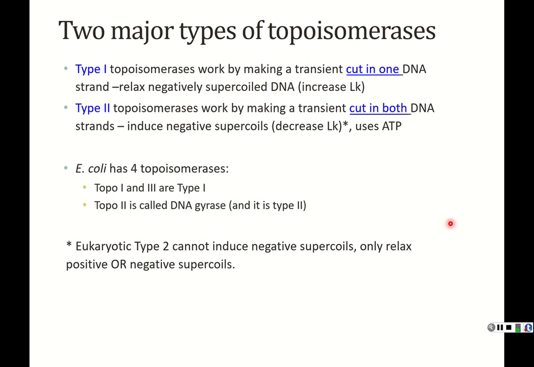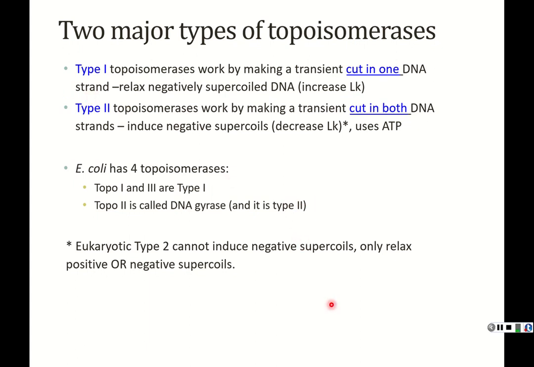So E. coli has 4 topoisomerases, and this might get a little bit confusing. They have 4 separate topoisomerases. Topo 1 and 3 are type 1, right? Meaning that they relax negatively supercoiled DNA. And topo 2 is called DNA gyrase, which we'll talk more about. And it's actually a type 2 topoisomerase. Okay.